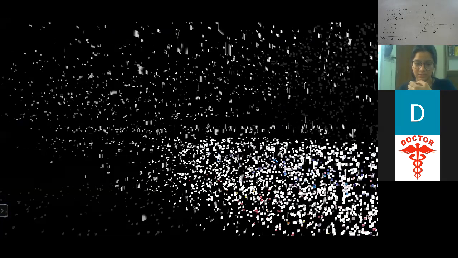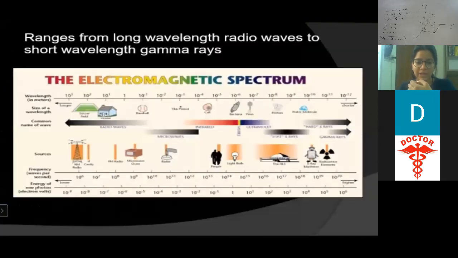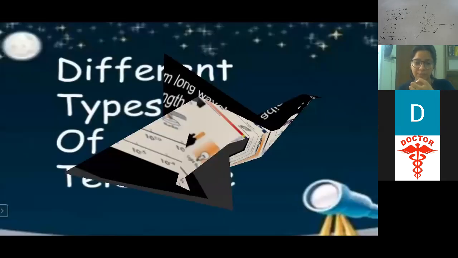Next. They range from long wavelength radio waves to short wavelength gamma rays, as you can see in the diagram. Now, I will call upon Mehul Mishra for the further PPT presentation.